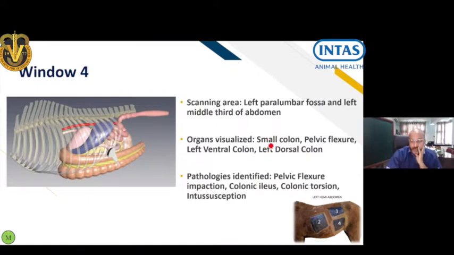Window 4. Now this is window 4 here, the left paralumbar fossa, the left middle third of the abdomen. Here you will find the small colon, the pelvic flexure, the left ventral colon, and the left dorsal colon. The pathologies identified are pelvic flexure impaction, which Dr. Anur also told, then colonic ileus, colonic torsion, and intussusception, which can be diagnosed with this window.